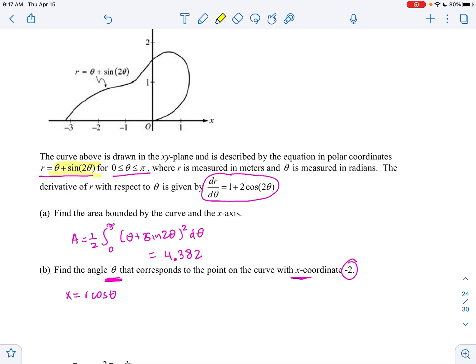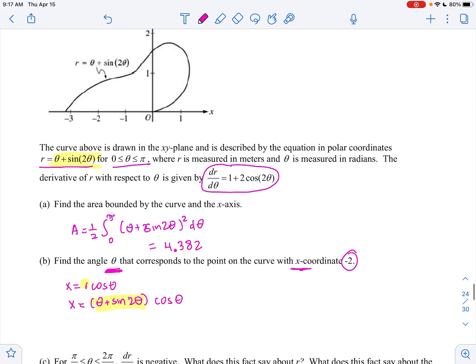Remember that key step of substituting r into your equation, so you have your function written in terms of just theta. So theta plus sine of 2 theta is r. I'm doing that substitution for this r here, this expression here, and then times cosine of theta. So now if they want me to find the angle that corresponds to the point on the curve with the x coordinate of -2, I'm going to plug -2 into here.